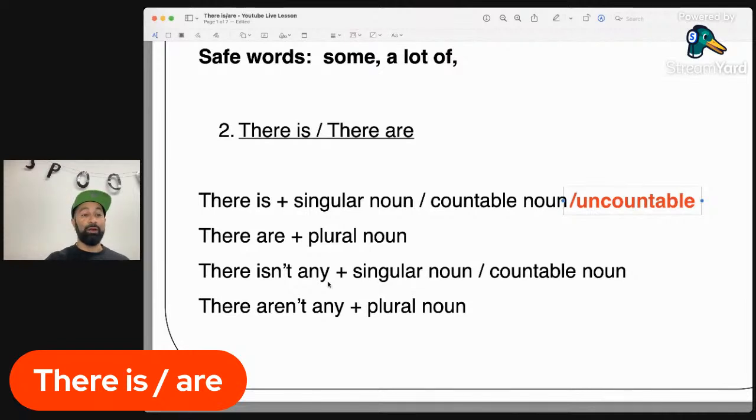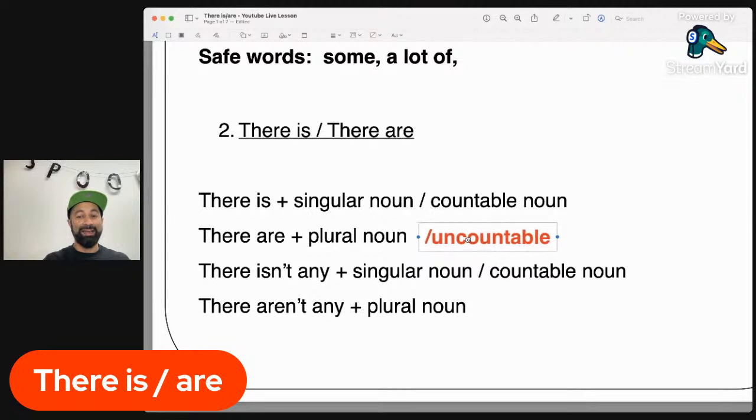Now, there are must be using a plural noun. That means more than one. Okay, be careful. There are plus uncountable. We cannot do that. We cannot do there are and uncountable. This is incorrect. Uncountable is only with there is.